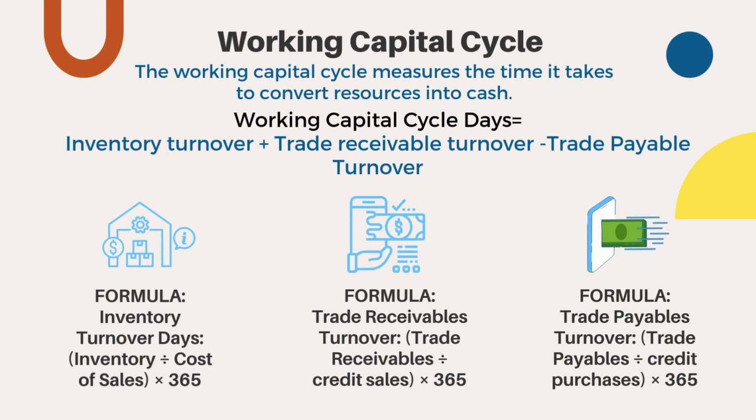Working capital cycle. The working capital cycle measures the time it takes to convert resources into cash. Working capital cycle days equals inventory turnover plus trade receivables turnover minus trade payables turnover. Formulas: inventory turnover days, inventory divided by cost of sales, times 365; trade receivables turnover, trade receivables divided by credit sales, times 365; trade payables turnover, trade payables divided by credit purchases, times 365.